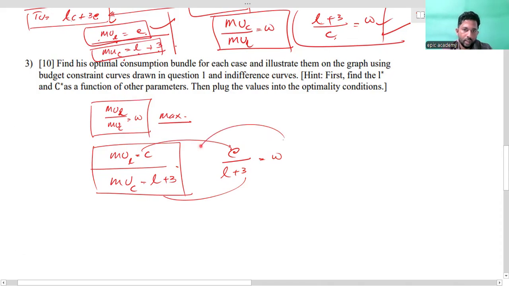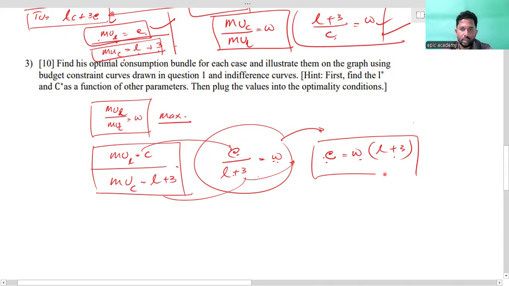So we are going to simplify that equation to identify the value of consumption. C is consumption. So then C equals W multiplied by L plus 3; it becomes a multiple, isn't it? Yeah, this is the methodology. You can convert that equation into a simple form. You can substitute the budget constraint in here.